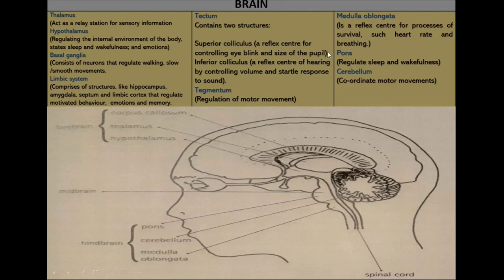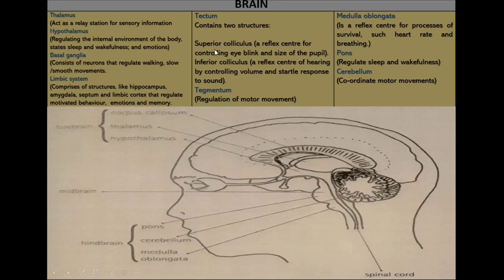I hope we are clear. Then you are done with the hindbrain. Next, the midbrain, the tectum and tegmentum. The midbrain contains two structures, that is the tectum and tegmentum. Let's say the midbrain is a very small part of the brain, actually a continuation of the pons. It's a continuation of the pons, very small part of the brain. So you'll find the tectum and the tegmentum.